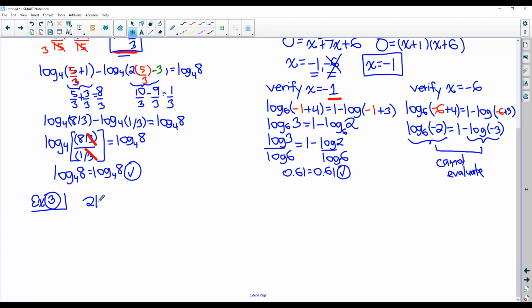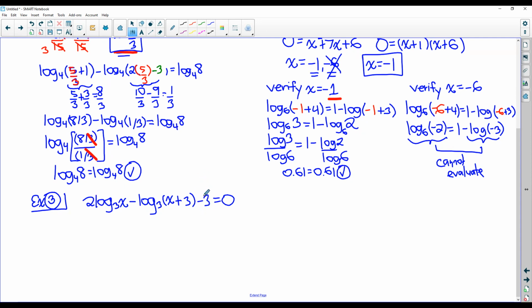Okay, so we have 2 log base 3 of x minus log base 3 of x plus 3 minus 3 is equal to 0. Now, if I look at this starting equation, I can see I have a couple of logs with common bases. That's good. What's not good is there's a coefficient in front of this one, so we're going to have to deal with that in a moment.